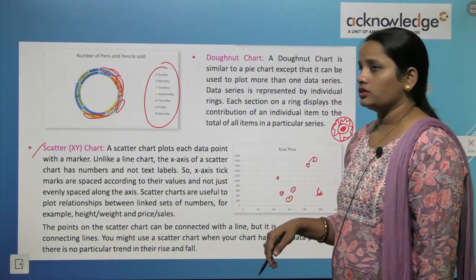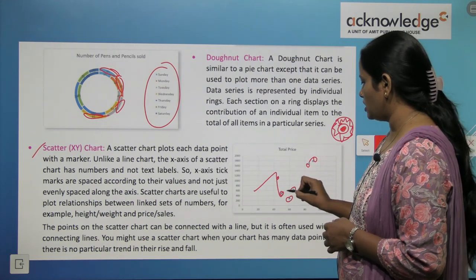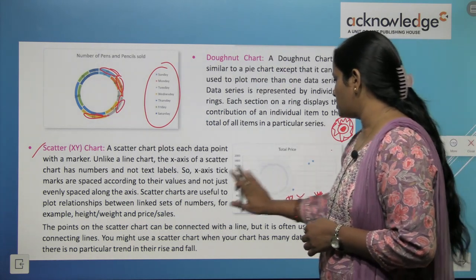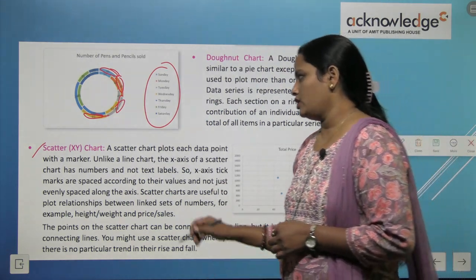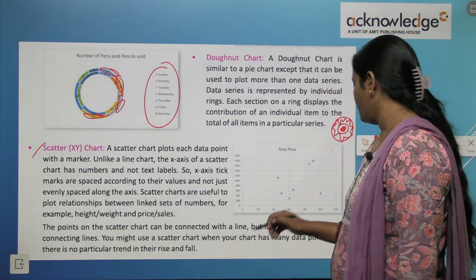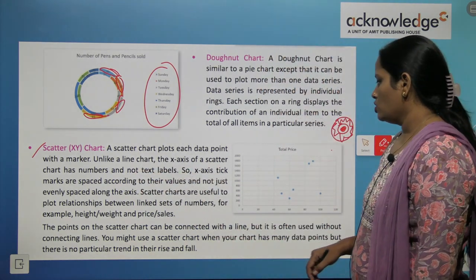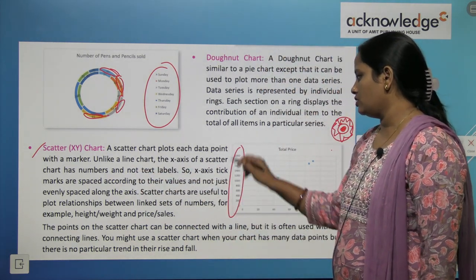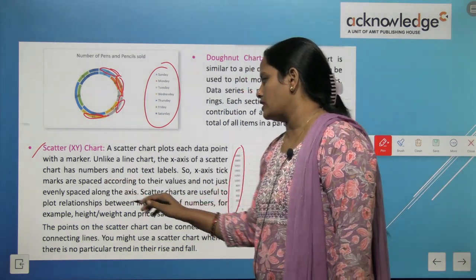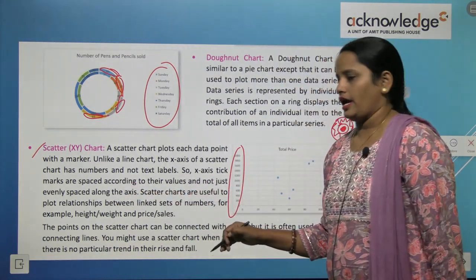Unlike the line chart, तो जब भी हम लाइन चार्ट यूज़ करते हैं हम क्या करते हैं, उसमें वैसे डॉट्स रहते हैं, उसमें हम लाइन से उन्हें जो है डेटा को जोड़ देते हैं. बट इन दिस स्कैटर चार्ट इट इज़ नॉट सो. So unlike the line chart, the x axis of the scatter chart has numbers and not text labels. So here we can see numbers are written, text is not written here.